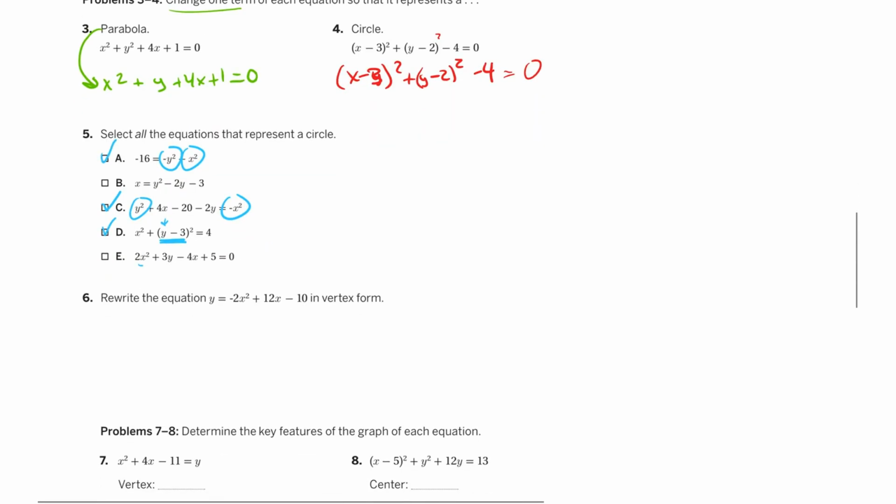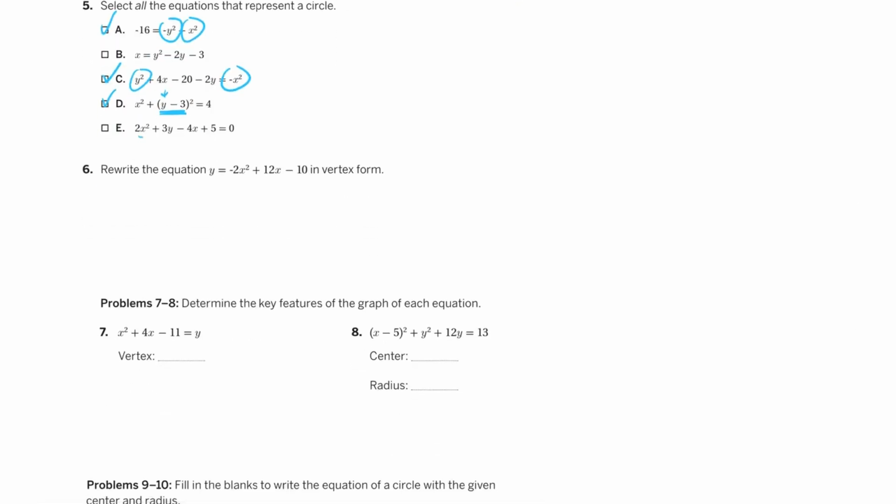Number 6, rewrite the equation y equals negative 2x squared plus 12x minus 10 in vertex form. So they definitely threw in a tricky one here. The first thing that we have to do to put this into vertex form is we see that each of these terms is divisible by 2, and I see that there's a negative in the front. So I'm actually going to factor out the greatest common factor, that negative 2, out into the front. So y equals negative 2, and that was inside the parentheses, x squared minus 6x plus 5.